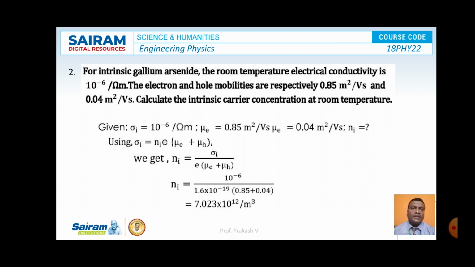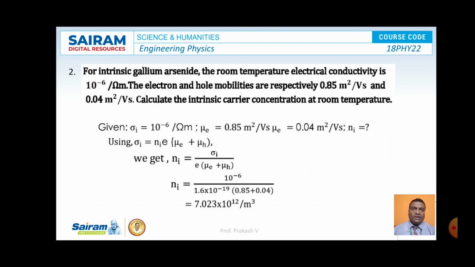For intrinsic gallium arsenide, the room temperature electrical conductivity is 10 to the power of minus 6 per ohm meter. The electron and hole mobilities are respectively 0.85 meter square per volt second and 0.04 meter square per volt second. Calculate the intrinsic carrier concentration at room temperature.